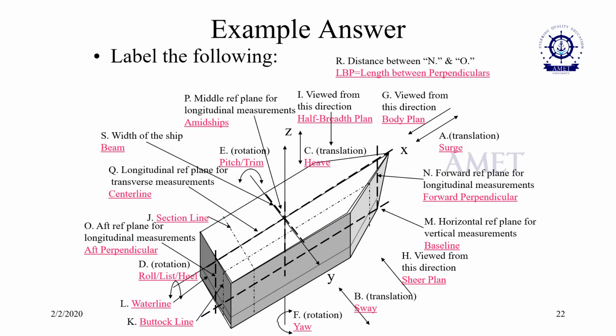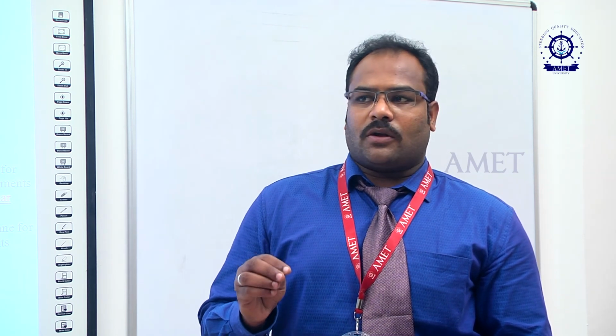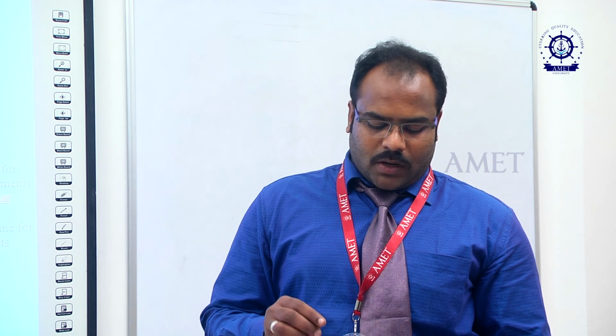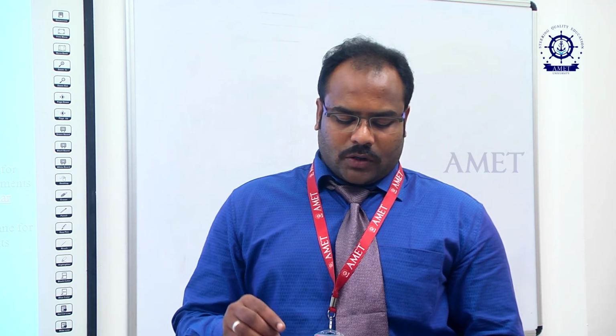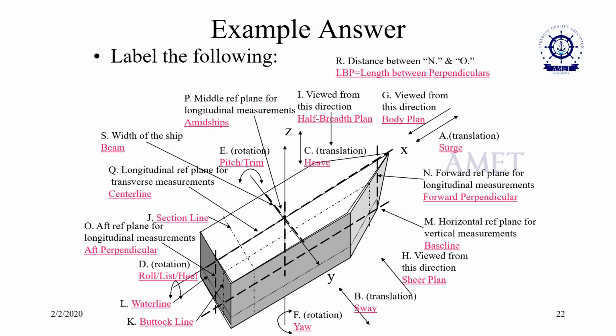Now, then you have your water line, then your buttock line and your section line, which we discussed in the lines plan category, that is the geometry of the ship. Now we have our aft reference plane for longitudinal measurement, that is your aft perpendicular. You have your longitudinal reference plane for the transverse measurement, that is your center line. Then the width of the ship is your beam. So all these things will give you the basics of naval architecture: basics of geometry, basics of ship's planes, basics of ship's views, and basics of the types of ships, etc.